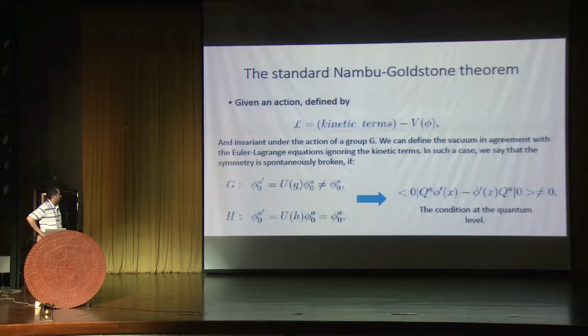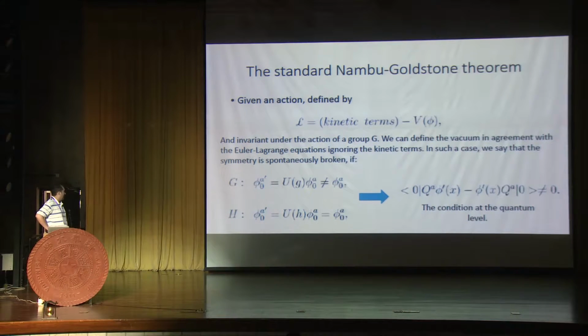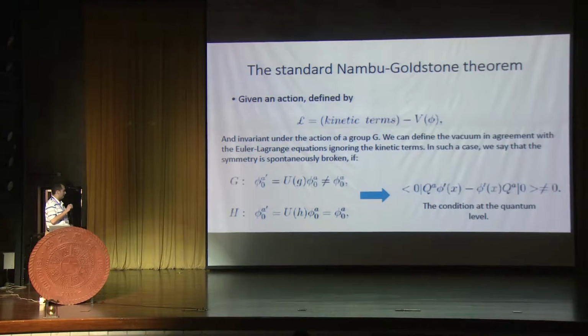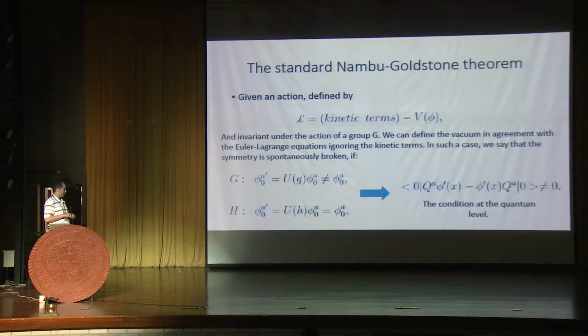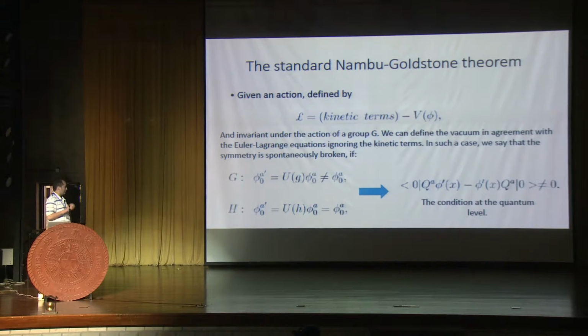The standard Nambu-Goldstone theory basically says that you have an action which is invariant under the group G, which is the large group. The vacuum is not necessarily invariant under the action of the full group. Instead, it's invariant under the action of a subgroup. You can define a coset space, and the dimension of the coset space defines the number of broken generators. And basically, the number of Nambu-Goldstone bosons is equal to the number of broken generators. This is the standard Nambu-Goldstone theory.